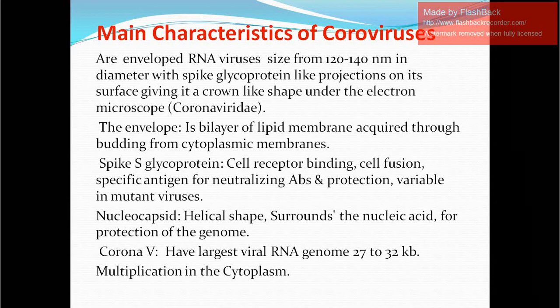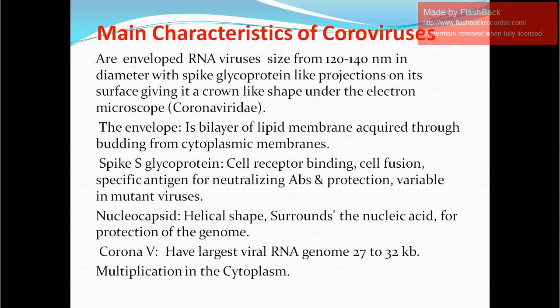The envelope is a bilayer lipid membrane acquired through budding from the cytoplasmic membranes. The spike is a glycoprotein that functions in receptor recognition on the cell and also in cell fusion for entry, and it is the species-specific antigen for neutralizing antibody and protection. Spike proteins are variable in mutant viruses. The nucleocapsid inside the virus is helical in shape and surrounds the nucleic acid, functioning in protection of the genome.